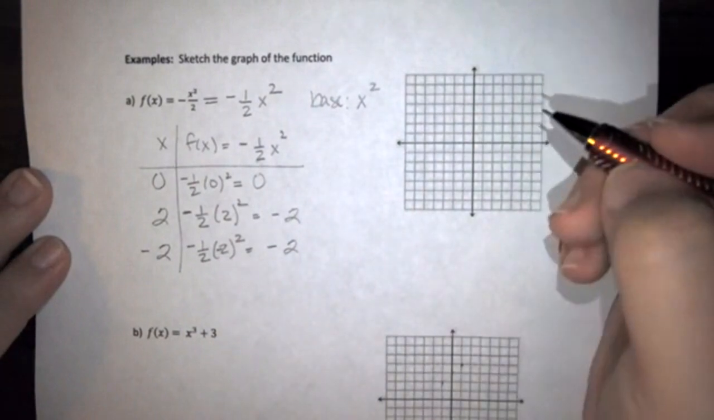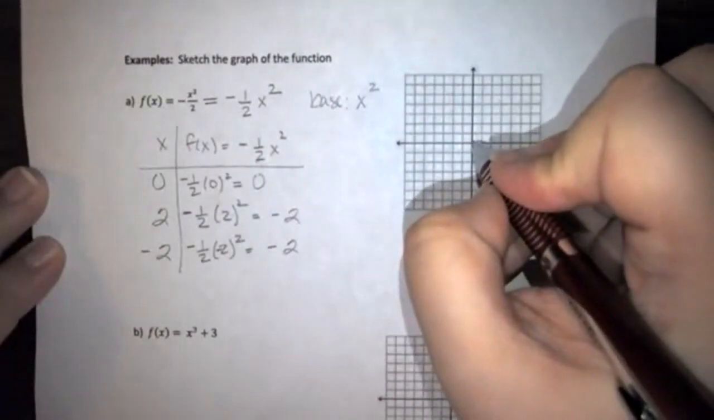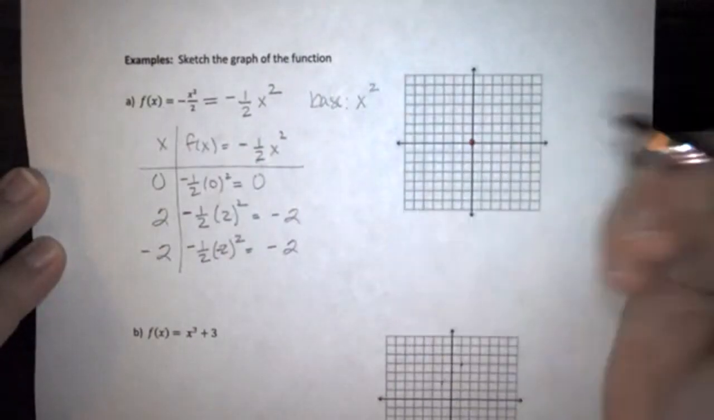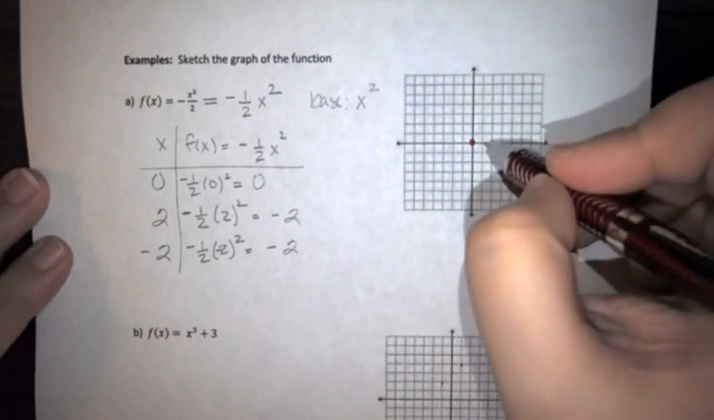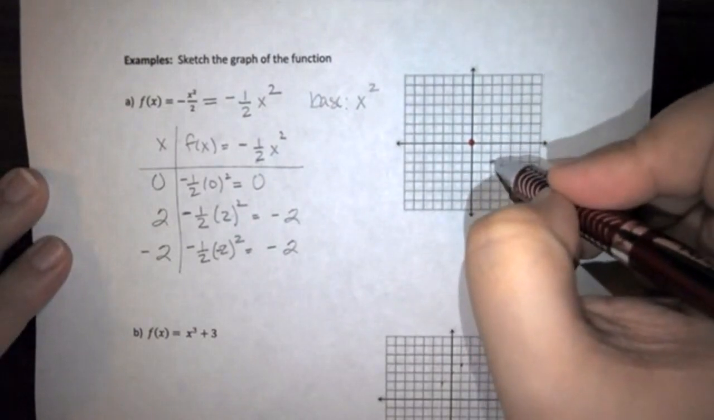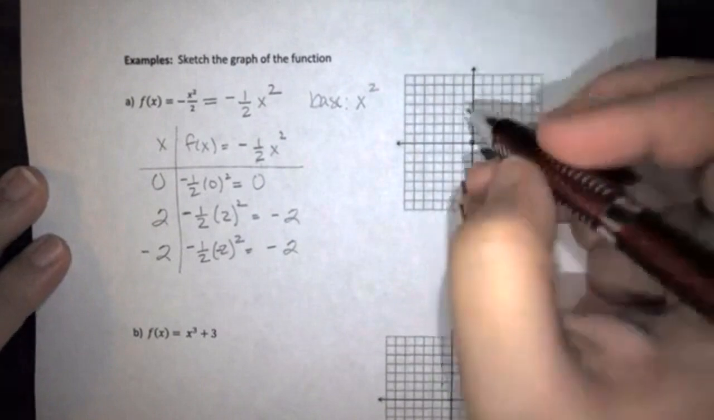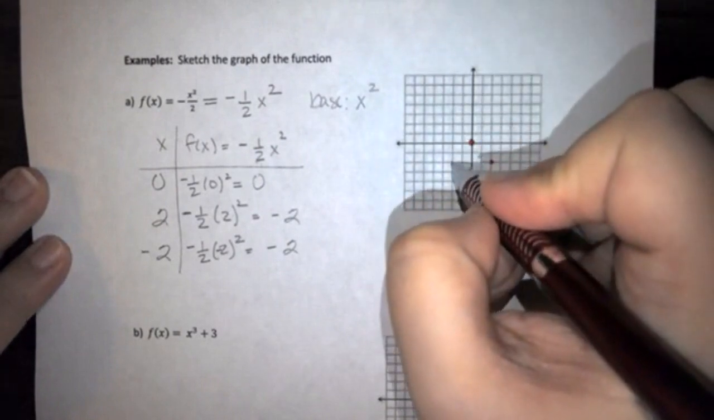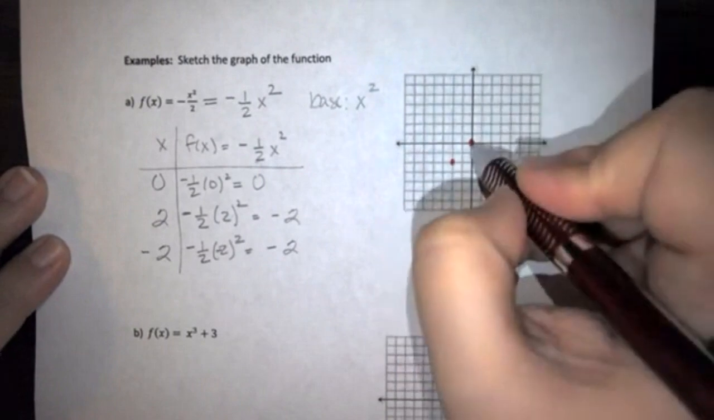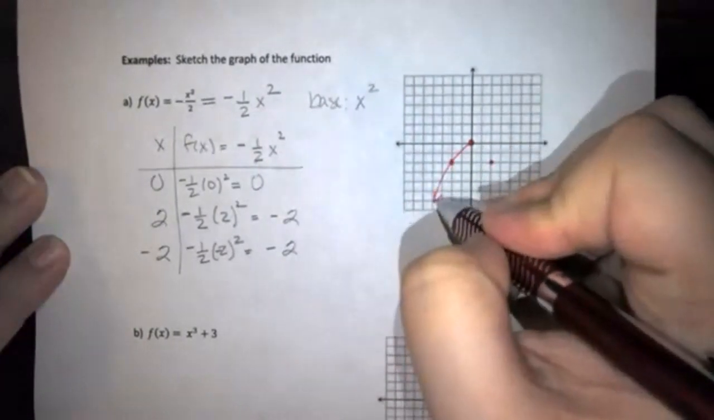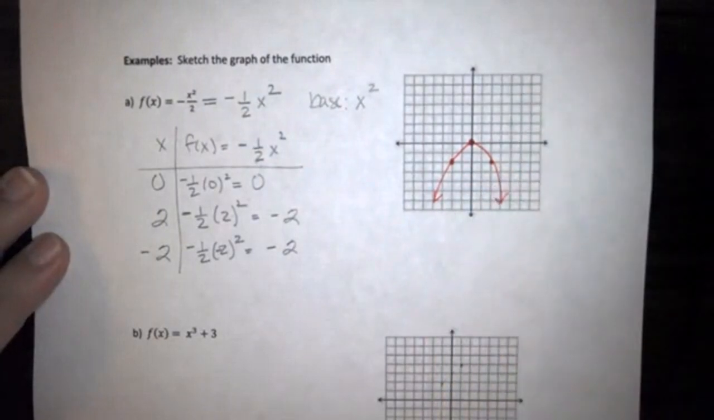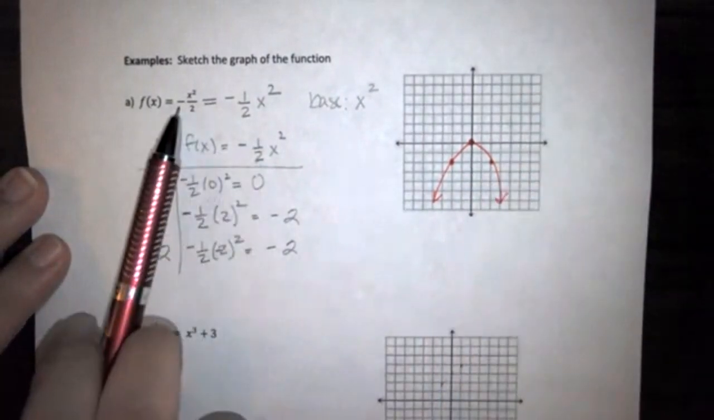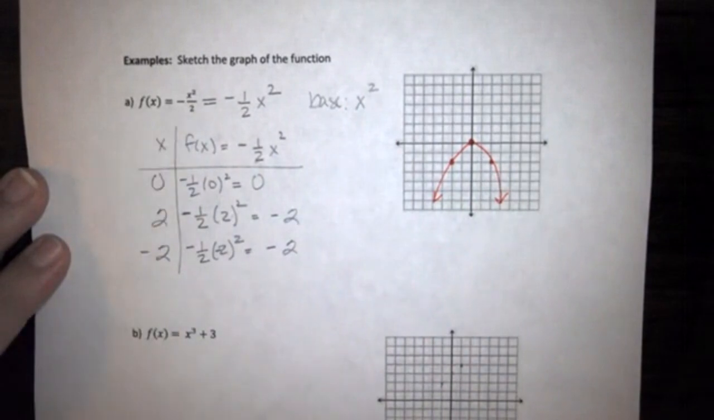So the first point that I have is the point 0, 0. So I'm going to go ahead and graph that in. And then I have the points 2, negative 2. So 1, 2, 1, 2. And I have the point negative 2, negative 2. So 1, 2, 1, 2. And I'm going to go ahead and draw my graph in. Okay, now it doesn't have to be perfect, but it does need to be close. And since I have a negative out in front, that should make sense then that my graph should point down.